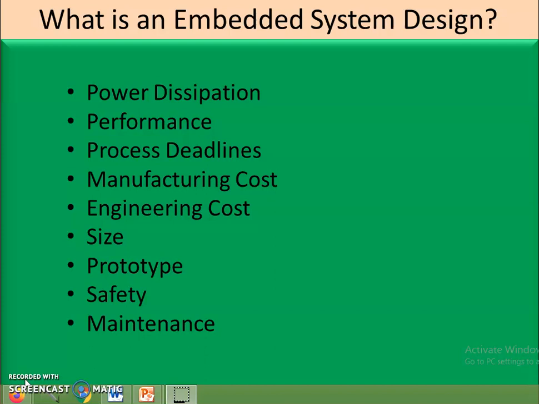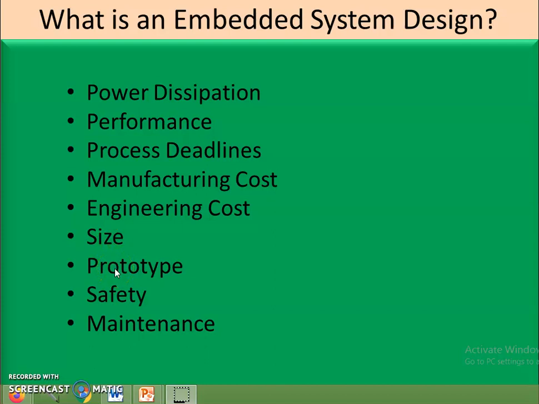Following are the design parameters of an embedded system. First one, power dissipation. Always maintain it low. Performance should be high. Process deadlines: the process should be completed within a specified time. Manufacturing cost should be maintained. Engineering cost: it is the cost for the test, edit, debug of hardware and software. Size: size is defined in terms of memory, such as RAM, ROM, flash memory, physical memory.